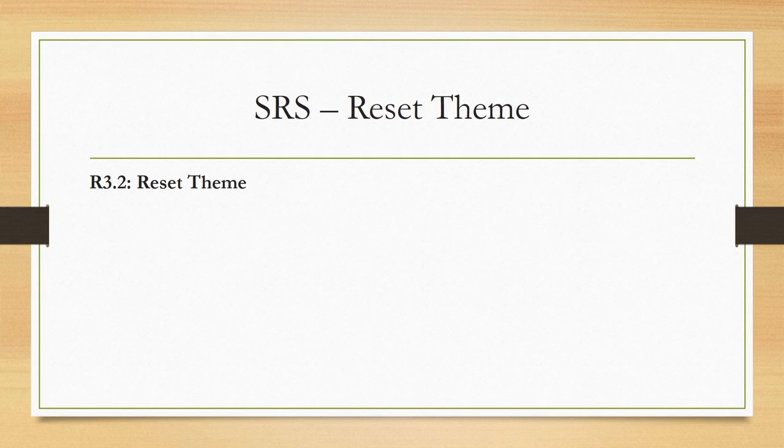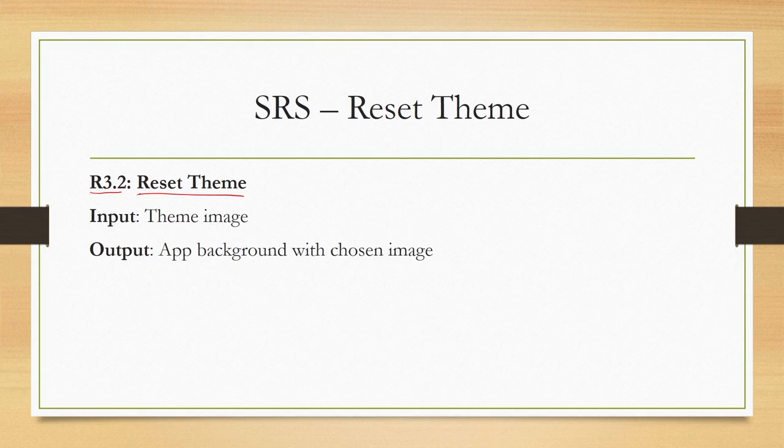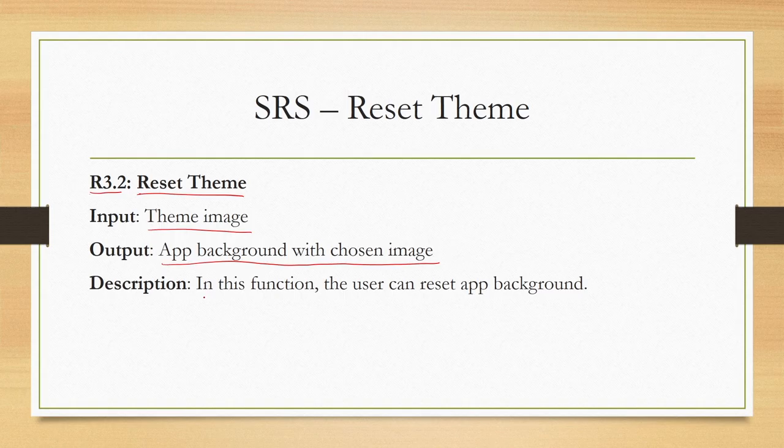Then for the second sub function, we can have a label R3.2 and the name as reset theme. It can have an input again in the form of a theme image, and the output will be the background with the chosen image. So, in both the cases input and output are similar in nature, only the content varies. The description is also similar: in this function the user can reset app background. So, we can specify input, output and description in a similar way for these two sub functions under the top level function.